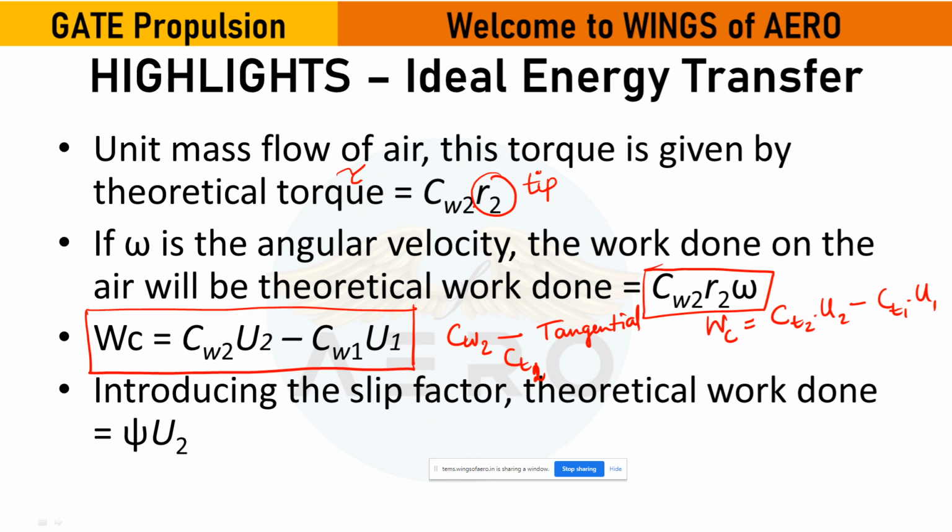Then if I want to introduce the slip factor, slip factor we have already discussed, so we can rewrite the equation of the work done with psi into U2. U2, what is U2? That is the impeller tip speed at the exit condition.